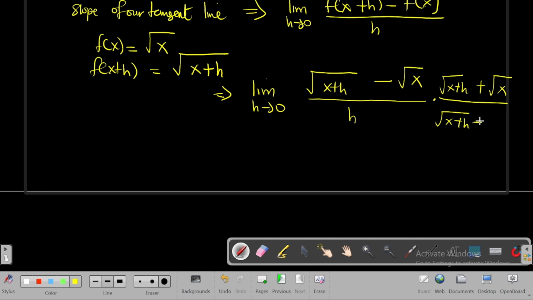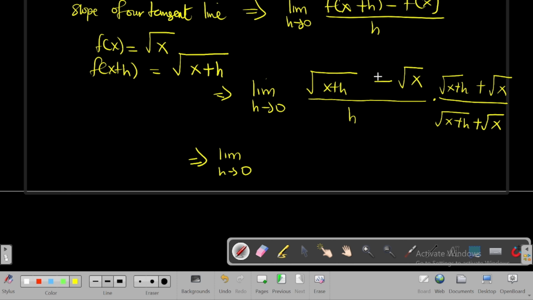x plus h plus square root of x. Realize I have not done anything to the equation. This is algebra. This will cancel this, make it 1. Alright. So what you are supposed to do is that from here you can multiply this side by this side and then this by this, right?